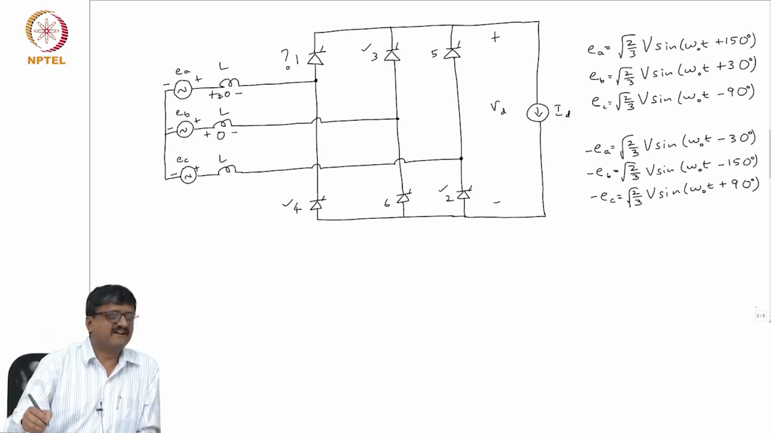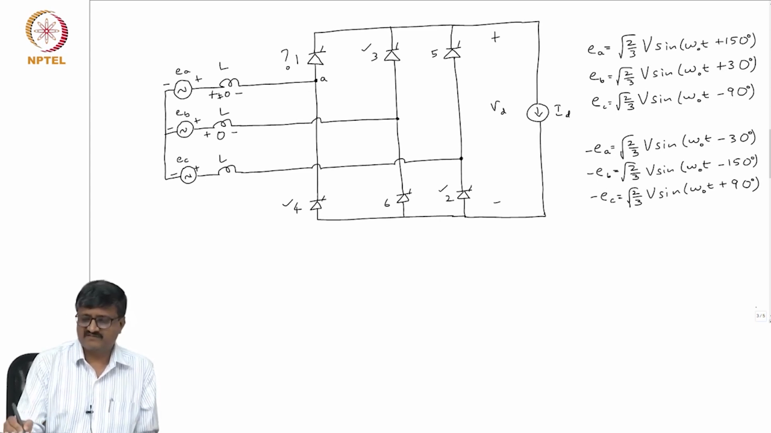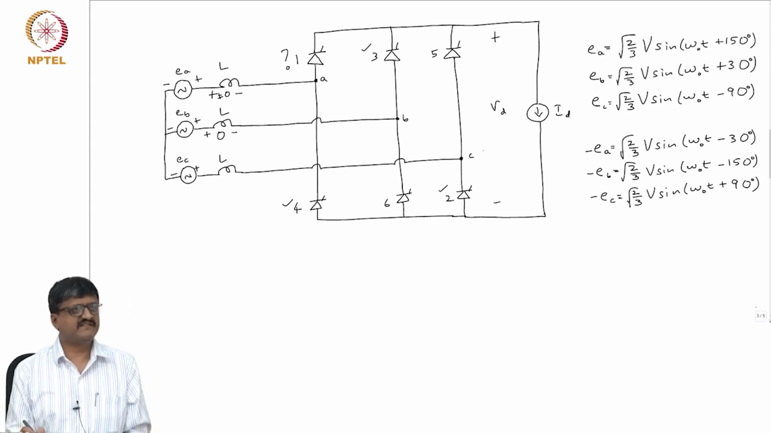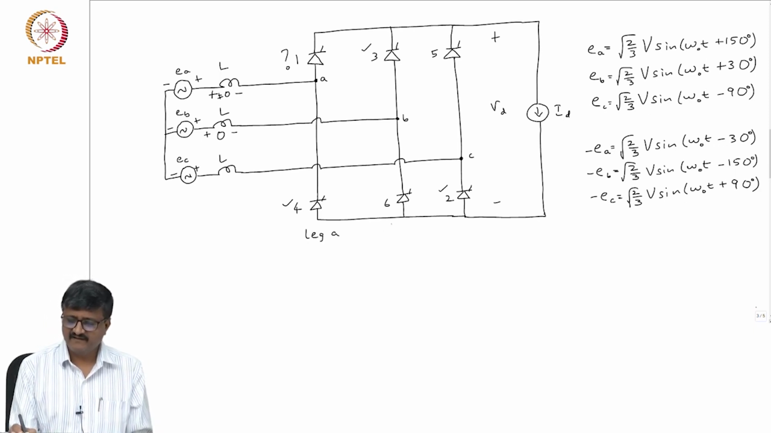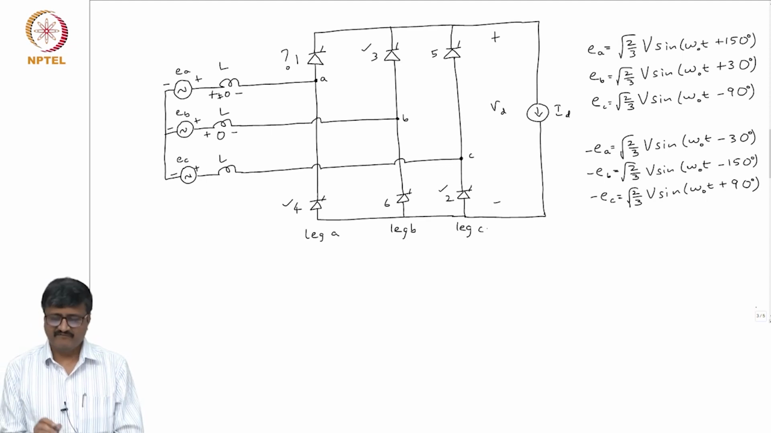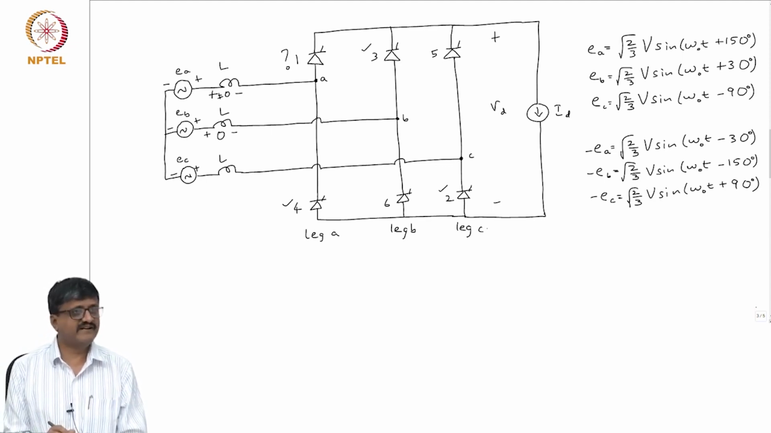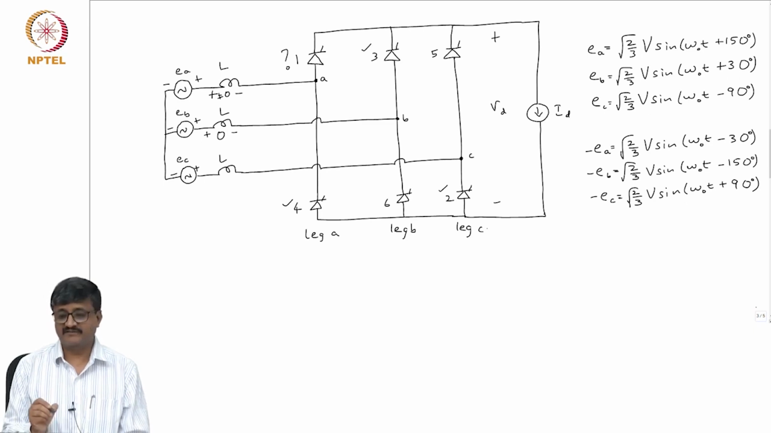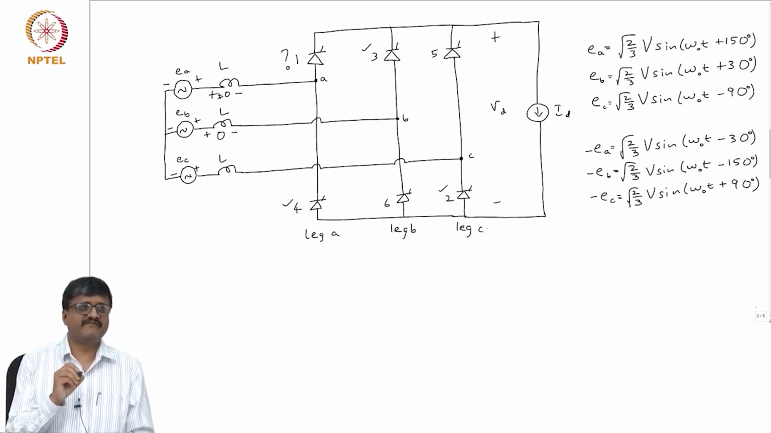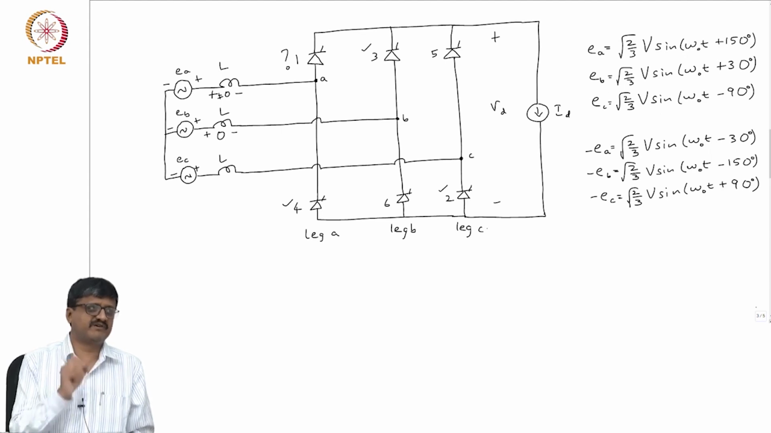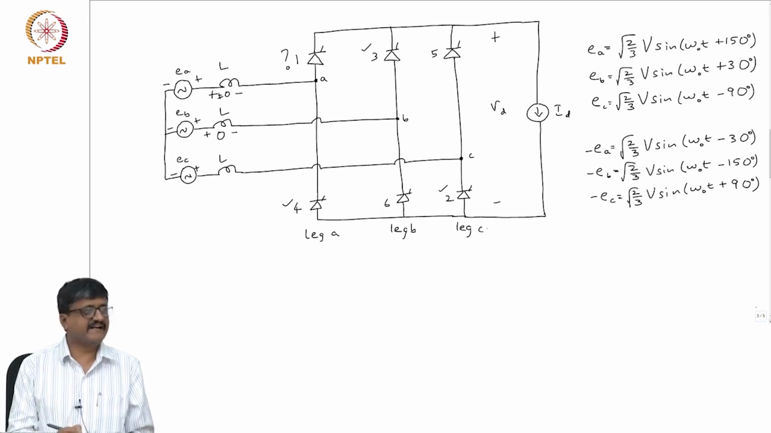Let me explain. Suppose I have these 3 points A, B, C, the AC side terminals. This is called leg A, leg B, leg C. Now, if I take leg A, when 4 is conducting, what is the voltage across valve 1? I have defined voltage across a valve as the voltage of the anode with respect to the cathode. So, it is minus VD. The voltage across valve 1 when 4 is conducting is minus VD.